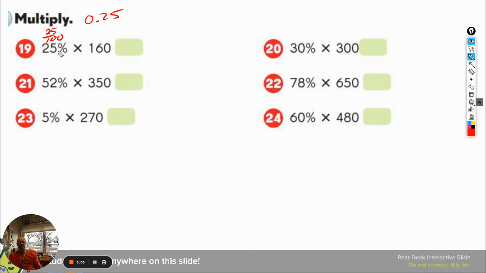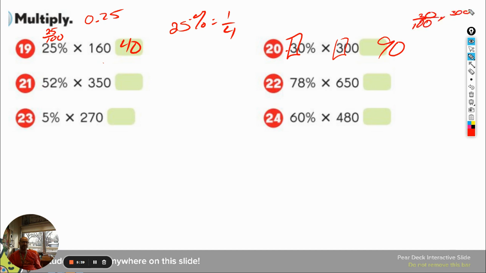Okay, here's what I'm doing. 25% of 160. I know in my head 25% is going to equal 1/4. A fourth of 160, 40. 30% of 300. I can actually do the 3 times 3, and it's going to give me a 9, but that's really a 0.3. So you got to think, is 30% of 300 going to be 9? No. Is it going to be 90? Does that look like 30%, a little under half of 300? Yeah. Or you could do the 30 100ths times 300 over 1. We'll simplify that to a 3, simplify that to a 1. 30 times 3 is 90.